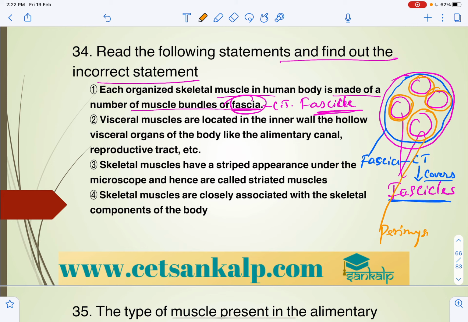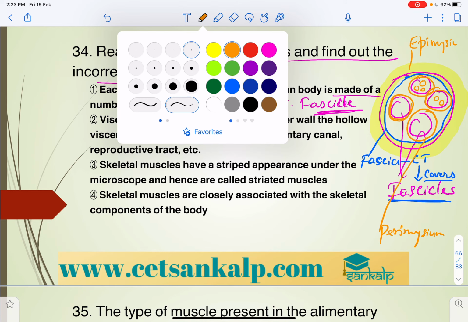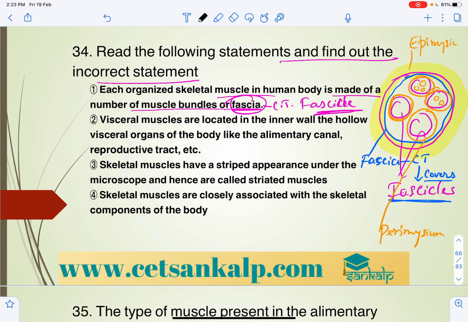And the whole muscle, we will take in yellow, is covered on the outside by epimysium. This is called epimysium, right? And inside the muscle, the muscle fibers are there, and these are covered by, I'll take black color, endomysium. So this is what you have to keep in mind. That is why the first one is an incorrect statement.